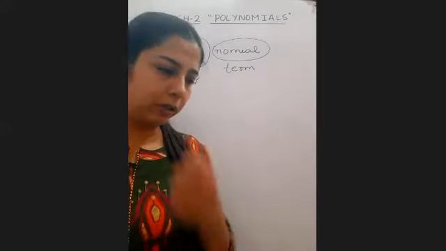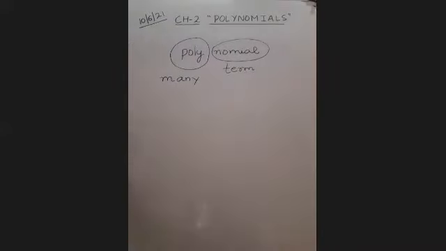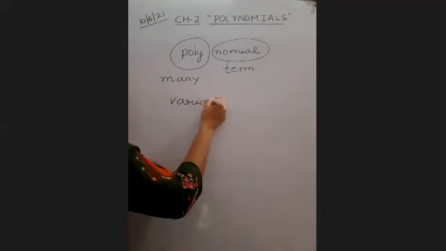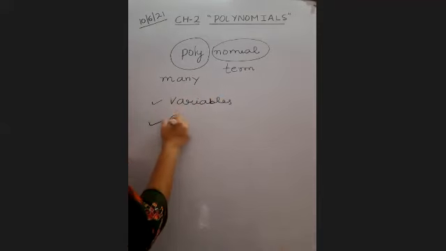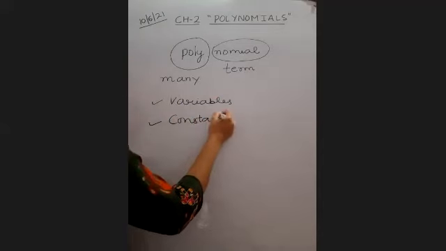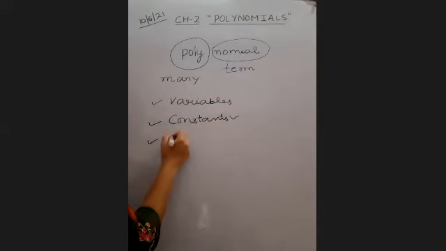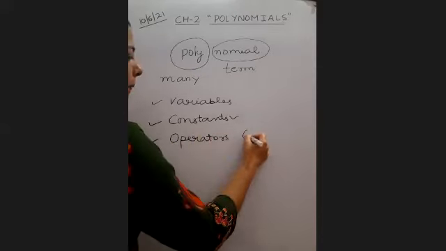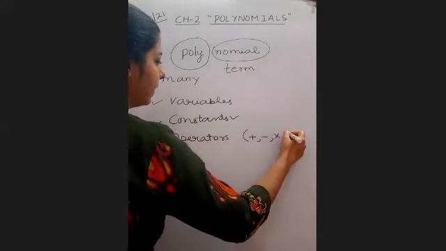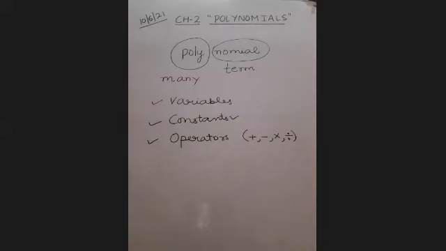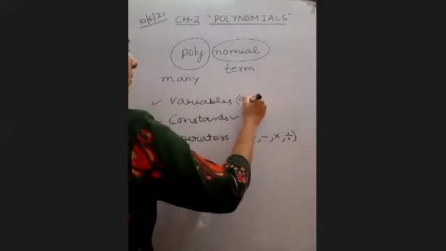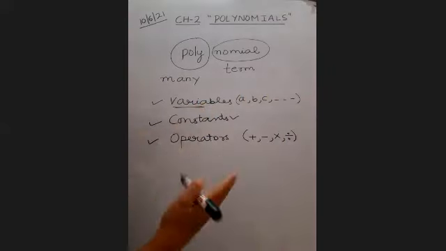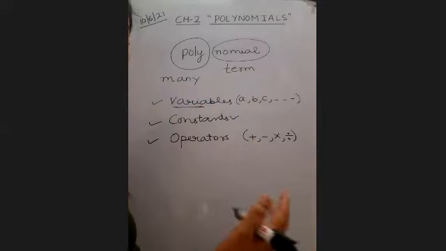How do we define a polynomial, beta? In mathematics, we have variables, we have constants, and we have operators, right? Operators are plus, minus, multiply, divide. These are the four basic operators in mathematics. Variables are the small letters, as the name says, anything whose value can be changed.